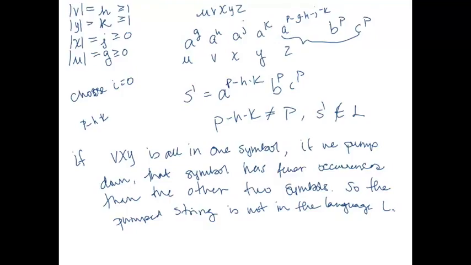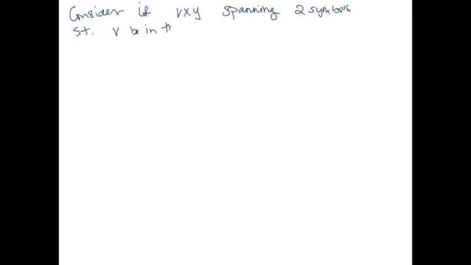Okay, so now let's consider the decomposition that has vxy spanning two symbols. Again, I'm going to get specific and then we're going to generalize back out again. Let's let v be in the a's and y be in the b's. We'll see that the same argument is going to hold if v is in the b's and y is in the c's.